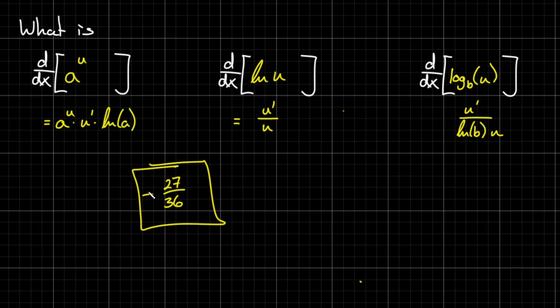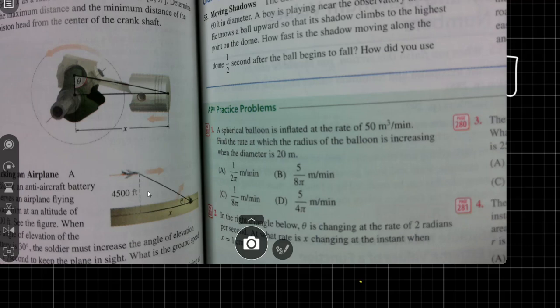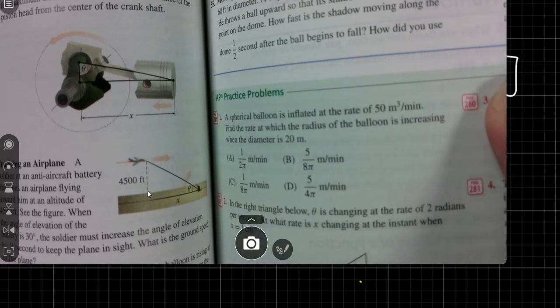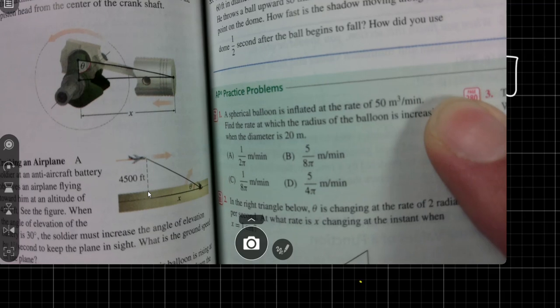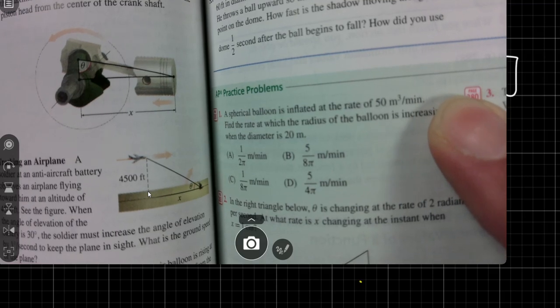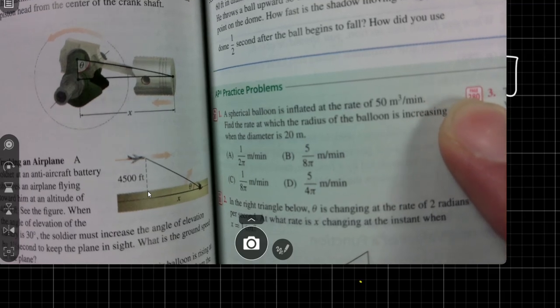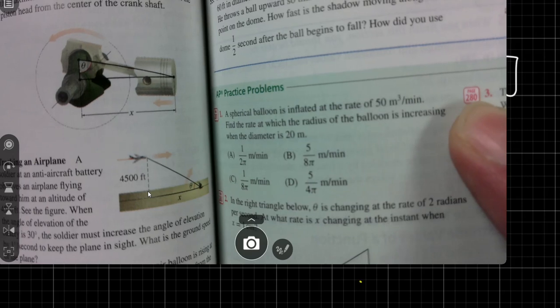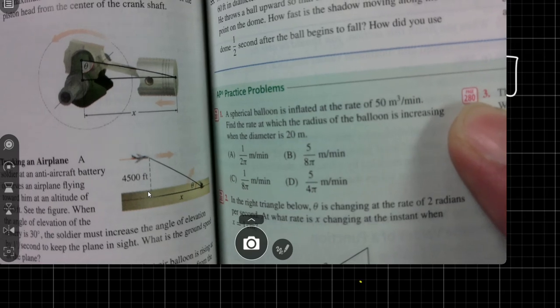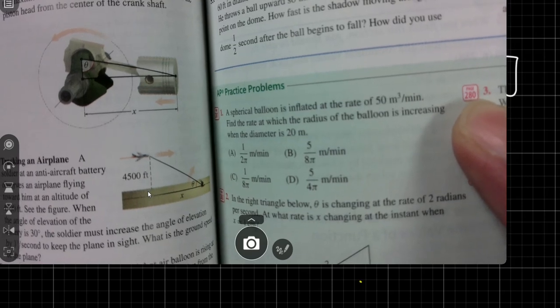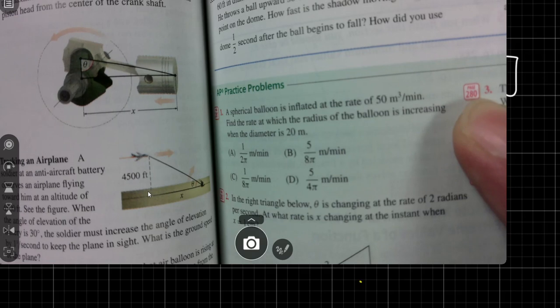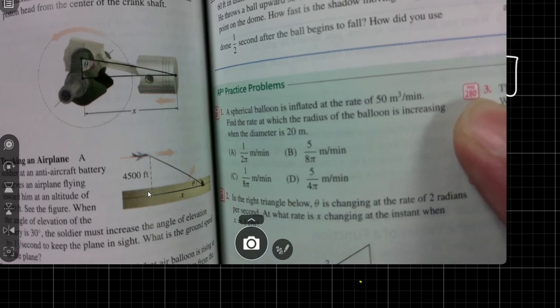Number 1, hey, a spherical balloon. Look at this. We do a lot of sphere stuff in here. We're inflating it, so I see right away dV/dt is positive 50 cubic meters per minute. That's a lot of air. All right, find the rate at which the radius is increasing. It's that same sort of problem, and we all get 1/8π. Okay, it is Charlie. 1/8π.